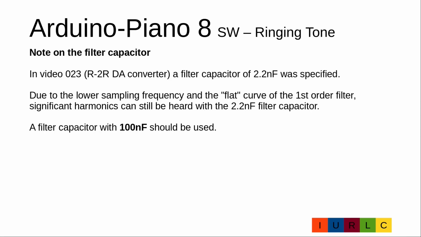A note on the filter capacitor. In the video 023, the R to R digital analog converter, I specified a filter capacitor of 2.2 nanofarad. Due to the lower sampling frequency than originally assumed and the relatively flat curve of the first order filter, significant harmonics can still be heard with the 2.2 nanofarad capacitor. To avoid this, instead of the 2.2 nanofarad, a 100 nanofarad filter capacitor should be used.